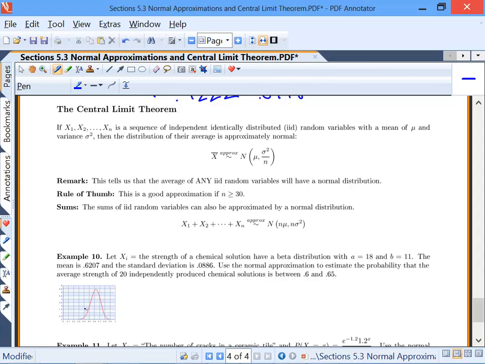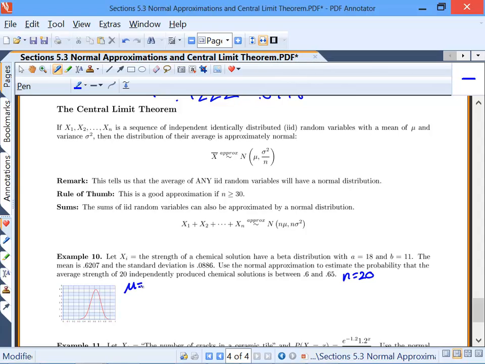Okay. And so we want to use the central limit theorem to find the probability that the average is between 0.6 and 0.65. Okay, so n equals 20. Notice that's not all the way up to 30, but because this started off fairly bell-shaped and fairly symmetric, a sample size of 20 should be good enough for me to use the normal approximation. Let's see, so we know our sample size.